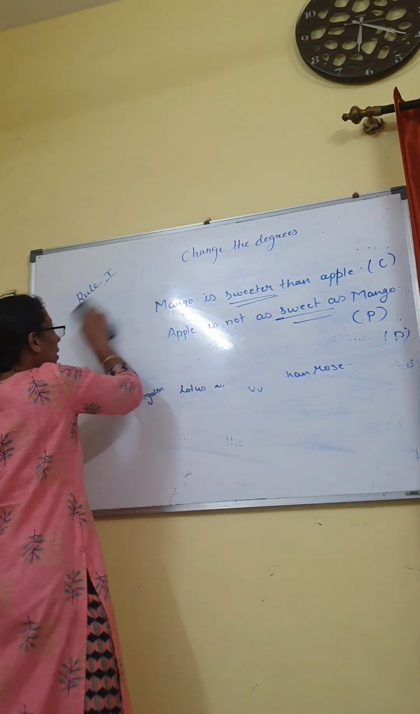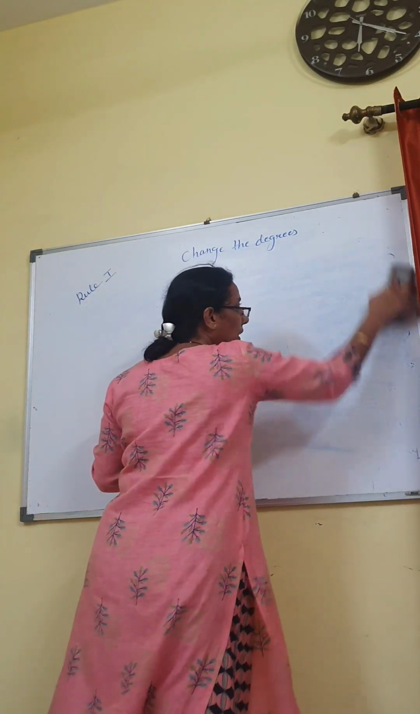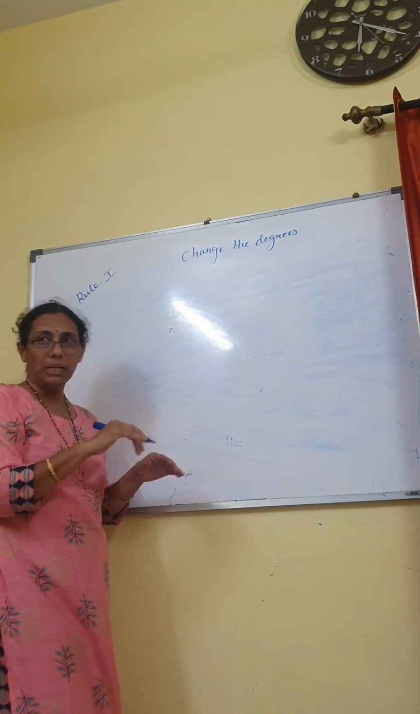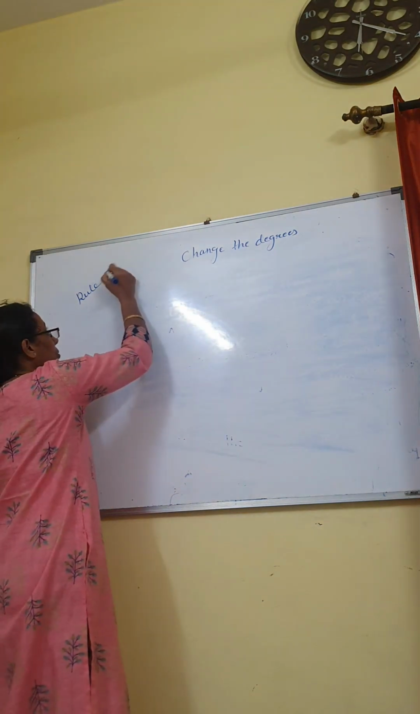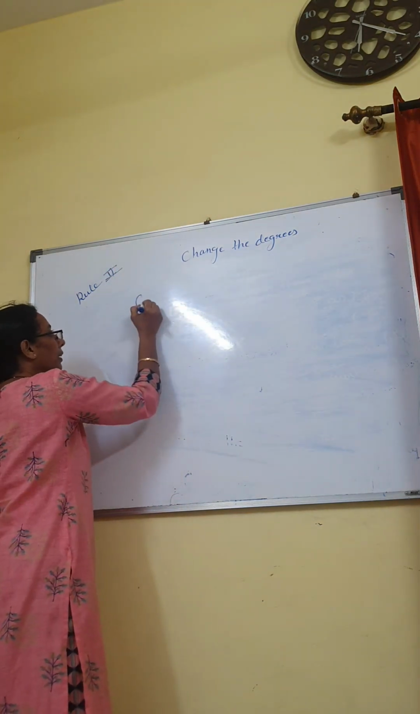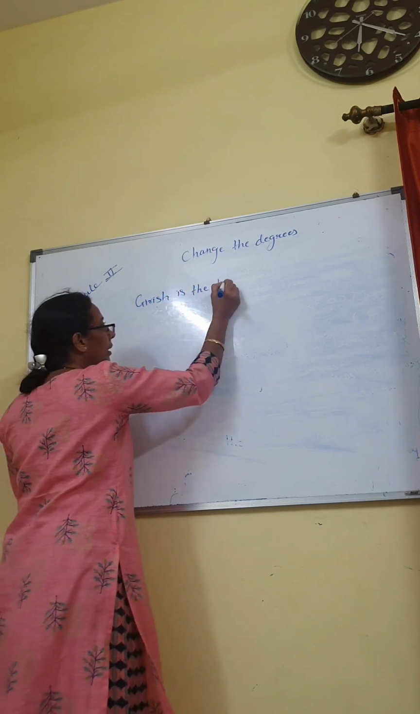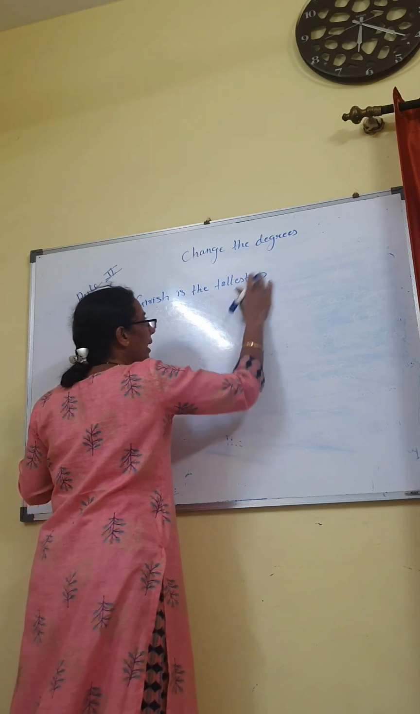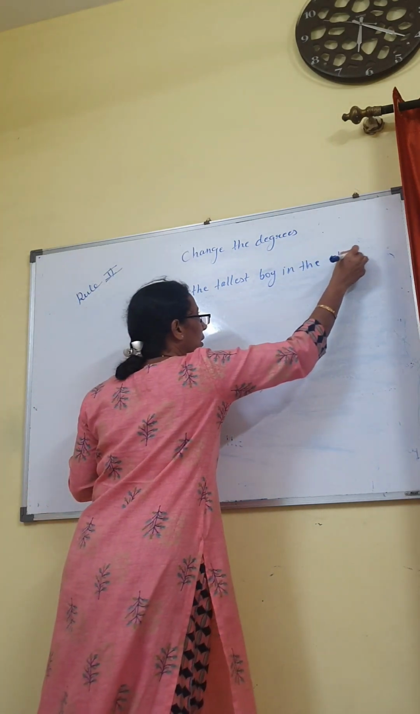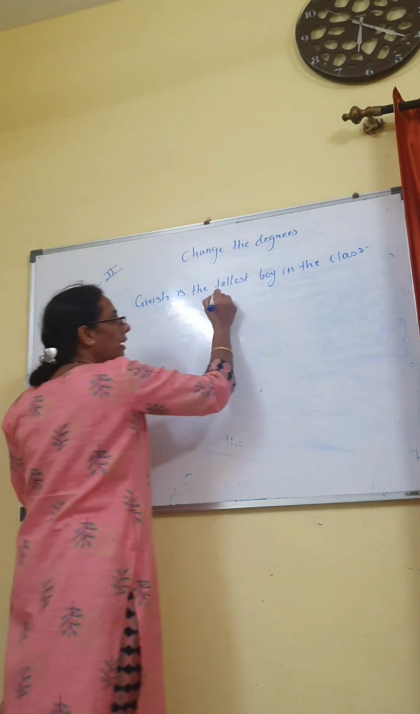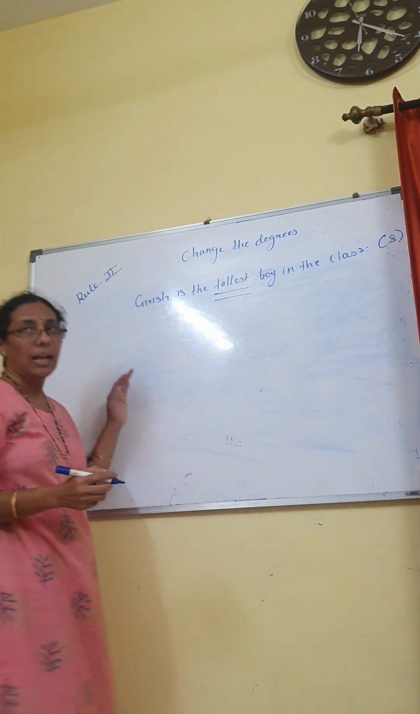Now let us see rule number 2. In rule number 2, we are going to use all the 3 degrees. There will be interchange of positive to superlative, superlative to comparative and comparative to positive. In rule number 2 and 3, we have these changes. So rule number 2, let us see. Girish is the tallest boy in the class. Okay. Now which degree is this? Superlative.